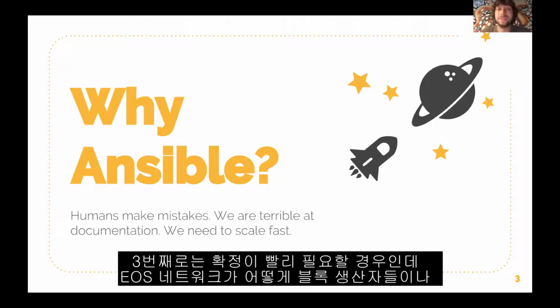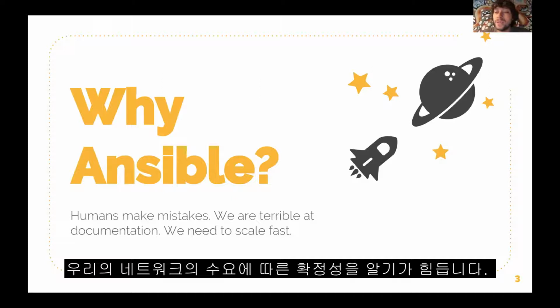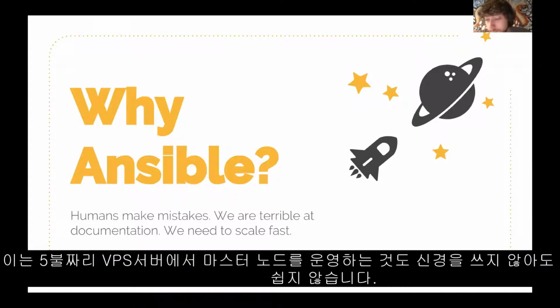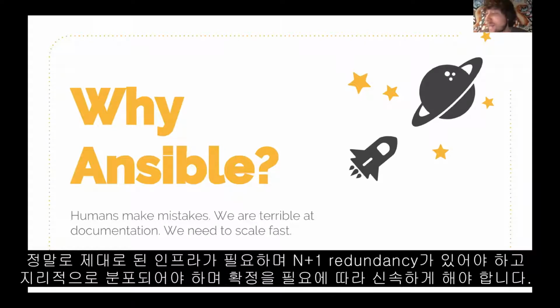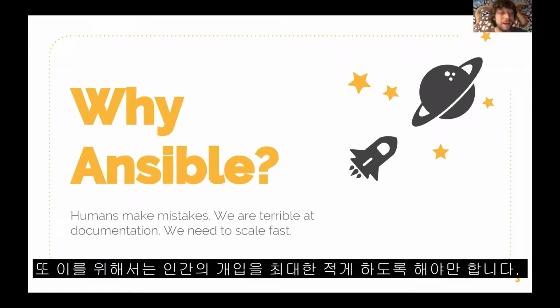And the third is we need to scale fast. We have no idea how the EOS network will scale in terms of the demands on the block producers and on our infrastructure. It's not as simple as a masternode where you can just run this on a $5 VPS server and forget about it. This is a real infrastructure that has to have N+1 redundancy. It needs to be distributed geographically. We need to be able to scale fast, and in order to do that, you need to cut out as much human intervention as possible.